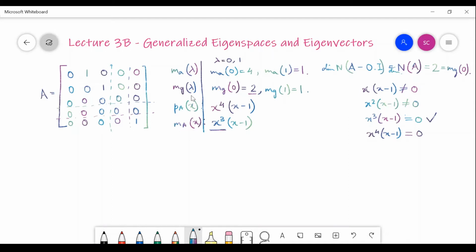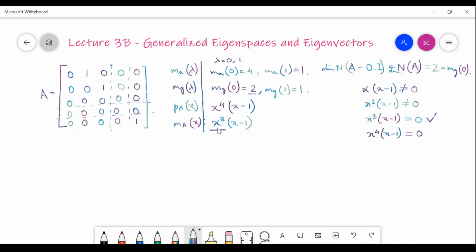What would be those sizes? For that, one pointer is in the minimal polynomial. We have to look into the factor corresponding to that eigenvalue. Here the eigenvalue being 0, the factor is x, and we have to look at the index of that factor in the minimal polynomial. So here you can see that the index is 3.